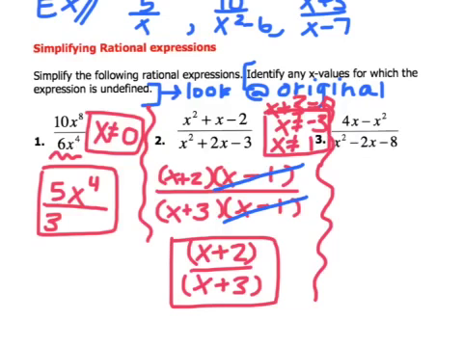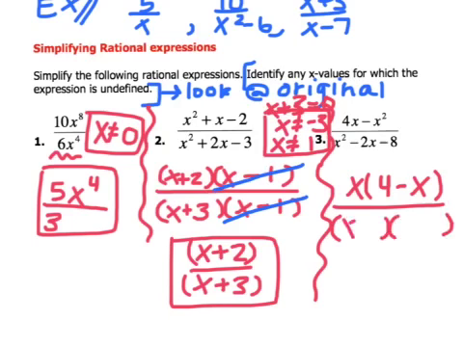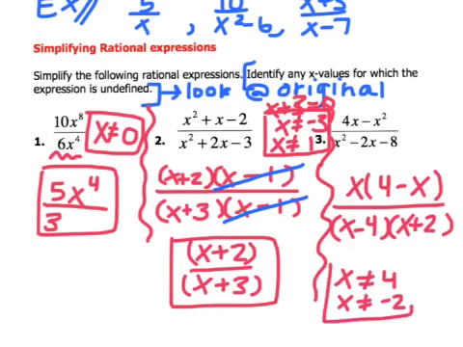So I'm going to go ahead and factor out my GCF of x. That leaves me with a 4 minus x. And in the denominator, my denominator factors into x and x, 4 and 2, and it needs to be a negative 4 and a positive 2. For where the denominator is undefined, x cannot be equal to 4 and x cannot be equal to negative 2 because those are the numbers that would make the denominator 0. So this is what x cannot be.